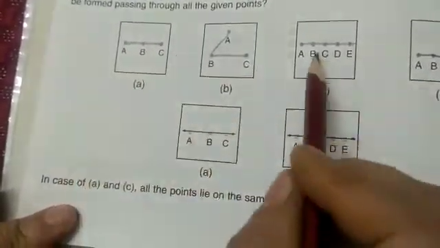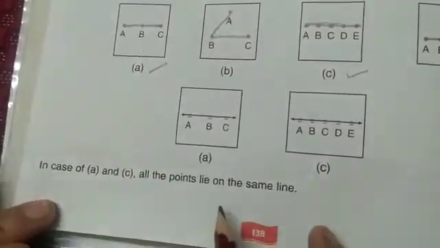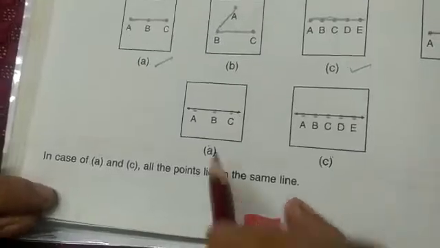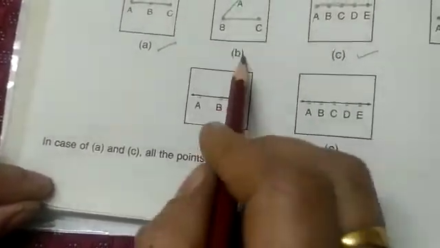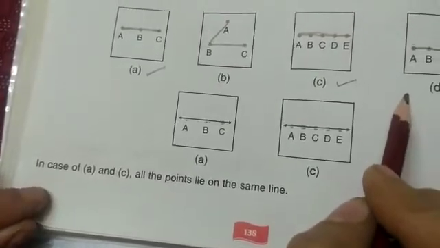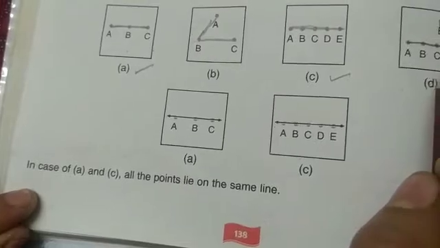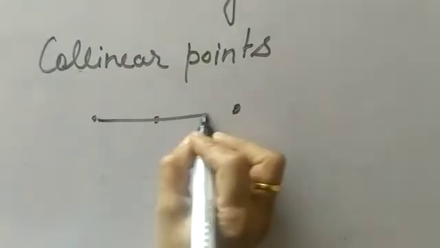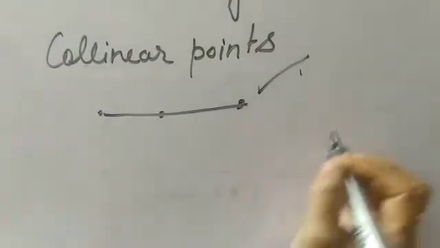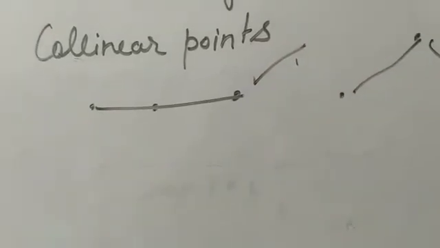They are aligned in a straight line. That's why diagrams A and C are said to be collinear points. B and D are not collinear. These are non-collinear points, because in B and D, all these points are not lying on the same line. Collinear clear? If they lie on the same line, they are collinear points. If they do not lie on the same line, these are non-collinear points.